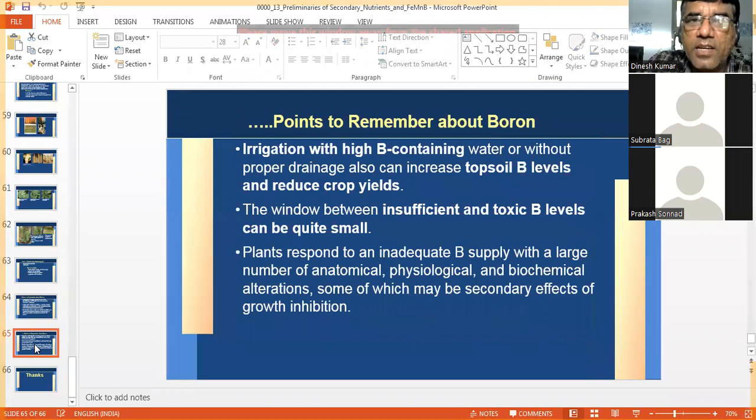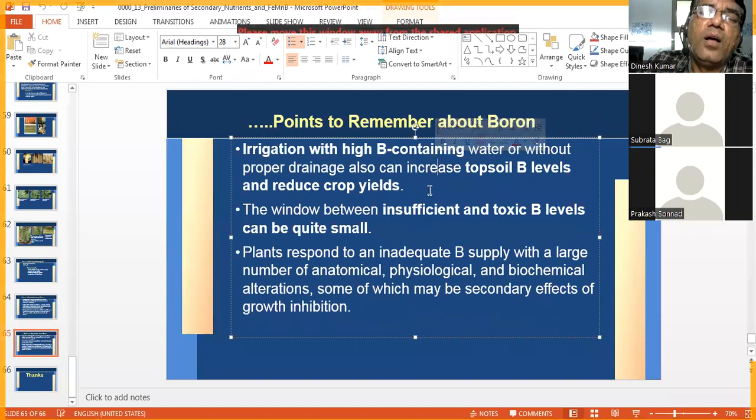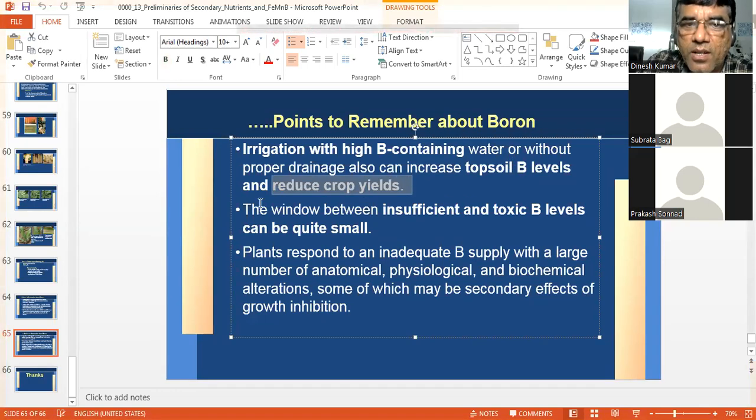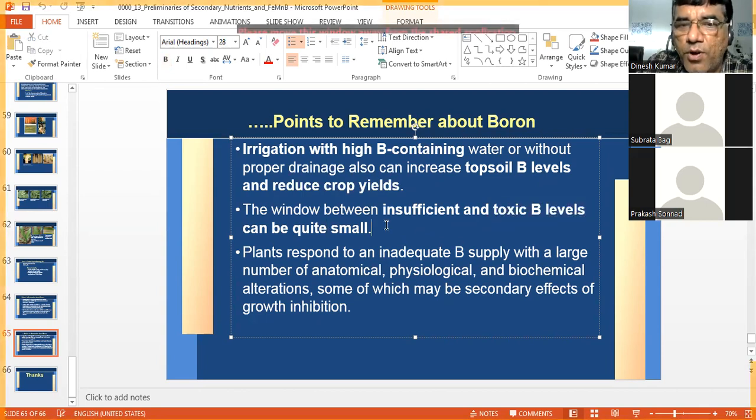And lastly, irrigation with high boron containing water. I think you know that in irrigation water quality, besides EC and some other salts, you have boron also. So boron may come from irrigation. Proper drainage is required. Irrigation with high boron containing water or without proper drainage can also increase topsoil boron levels and reduce crop yields. The window between insufficient and toxic boron levels can be quite small.